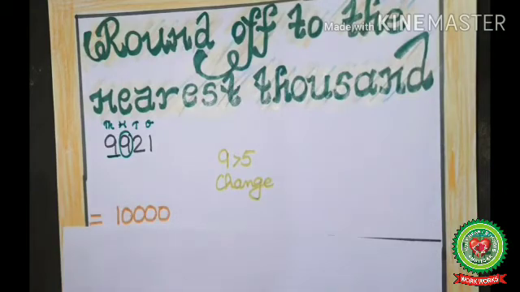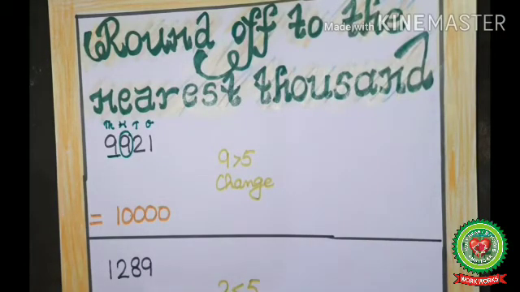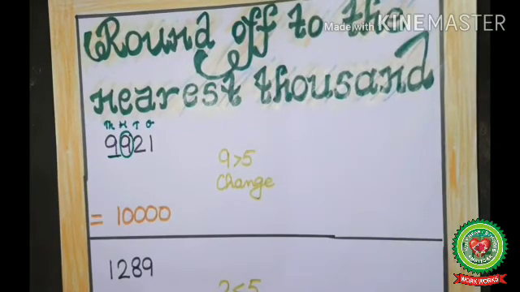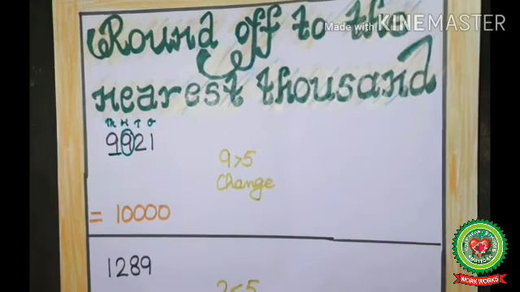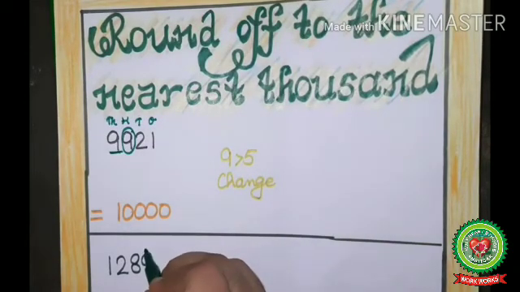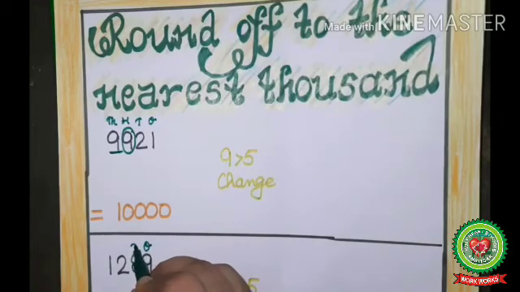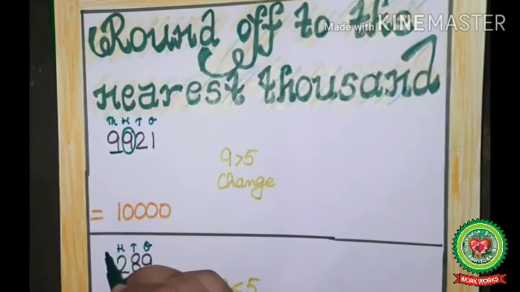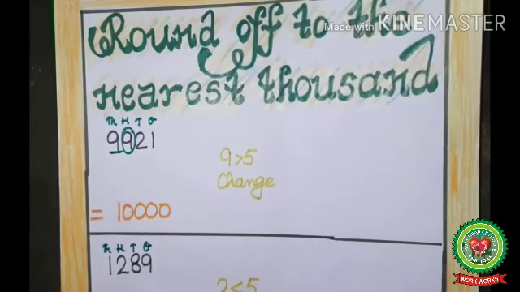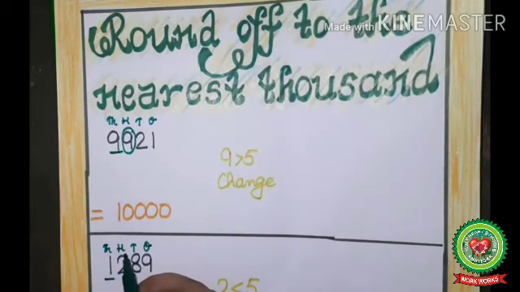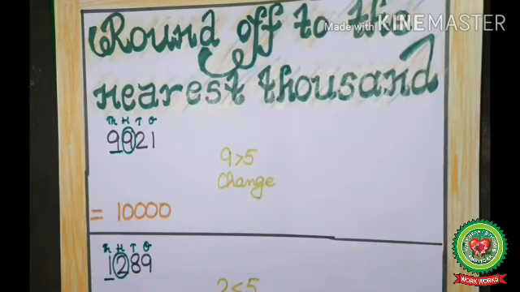Now, let's take example number 2. 1289. Again students, what is the first step? Write down the place value table. So we will write down the place value table: ones, tens, hundreds and thousands. Next step is underline the thousands place and circle the hundreds place.